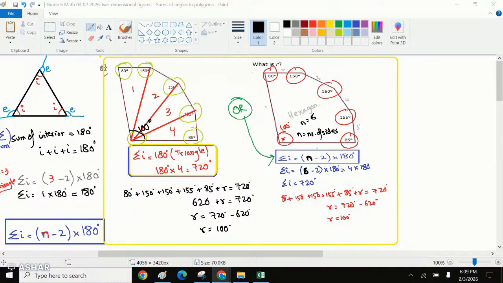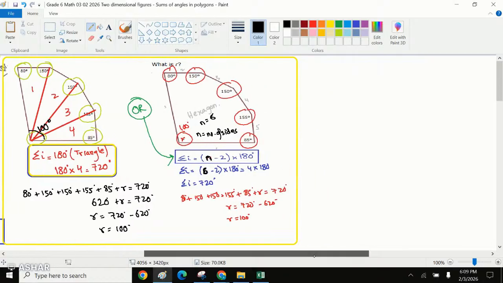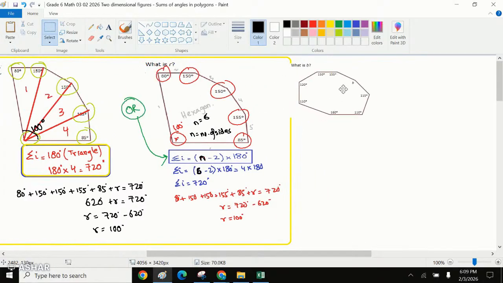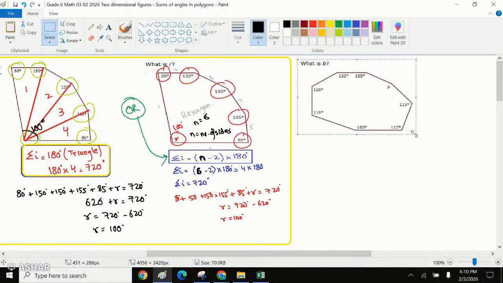Okay. For the next question, question number 2, it says, what is the angle B? We need to find this angle B. So we know that we can count the number of sides: 1, 2, 3, 4, 5, 6, 7, and 8. Agreed? We can say there are 8 sides.